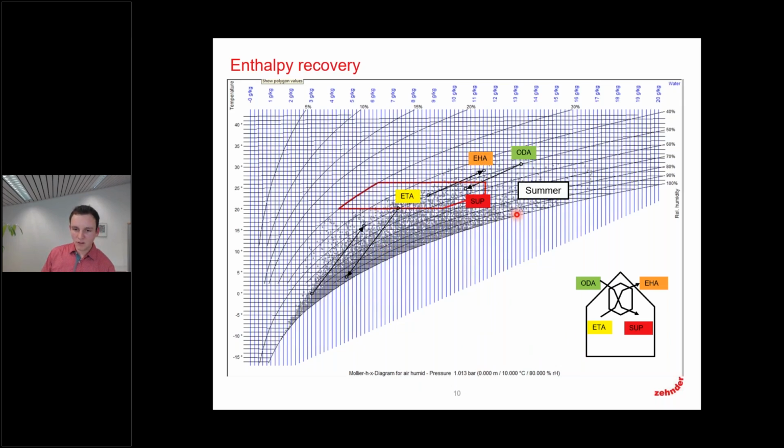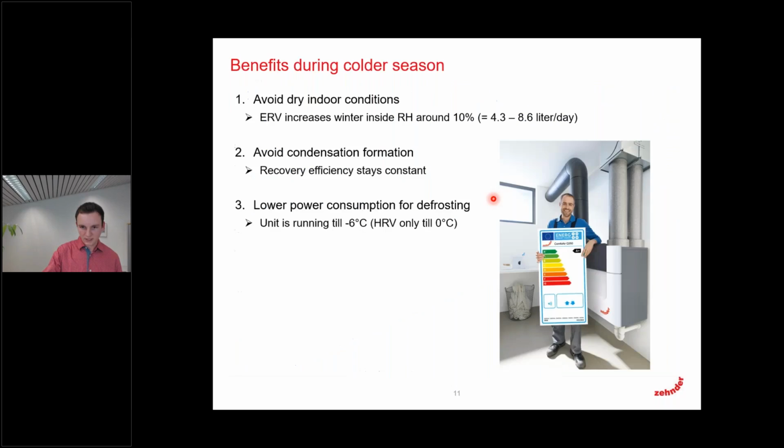What happens in summer? We have the same effect. The humidity of the outdoor air goes to the exhaust air, and we have a less humid supply air. And here we are actually already in the comfort zone just by using an enthalpy exchanger. Yeah. Okay.